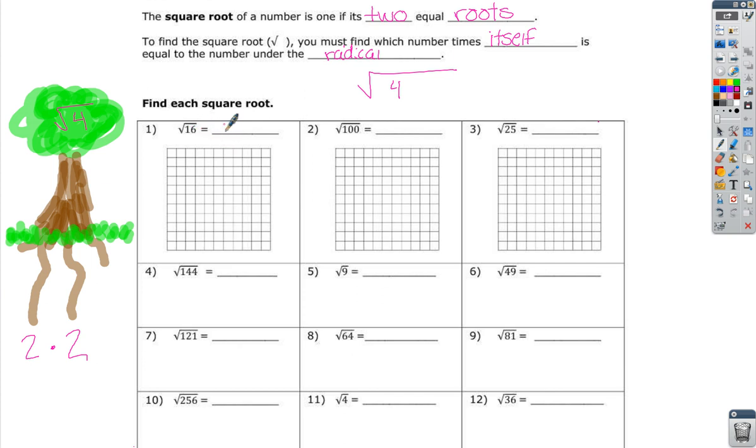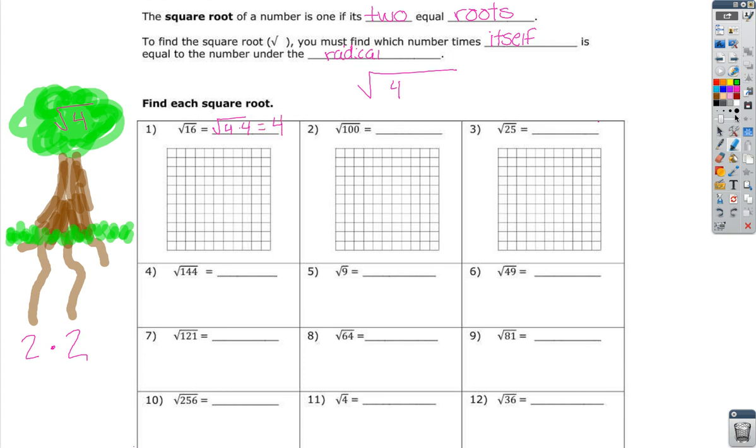So what times itself will get us to 16? And if we don't know, we can think of each number and go in order. So like we did for the square root of 4, we did 1 times 1, that's 1. 2 times 2, 4, so not there yet. 3 times 3 is 9, so we're not there yet. 4 times 4 is 16. Well, the square root of 16 would be 4 times 4. So the square root of 16 would be 4.